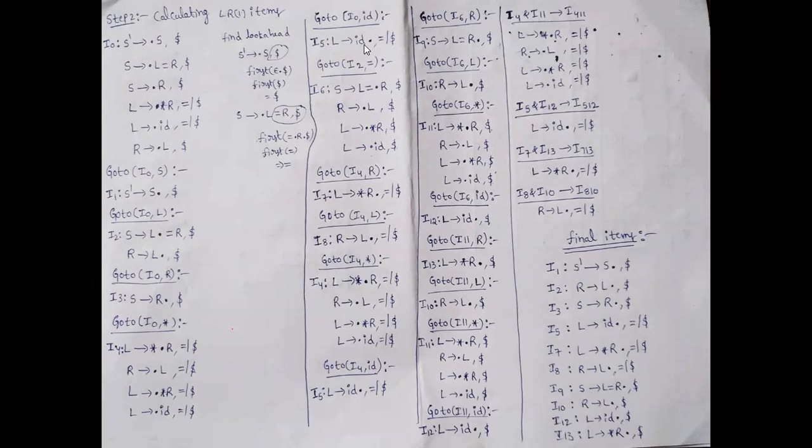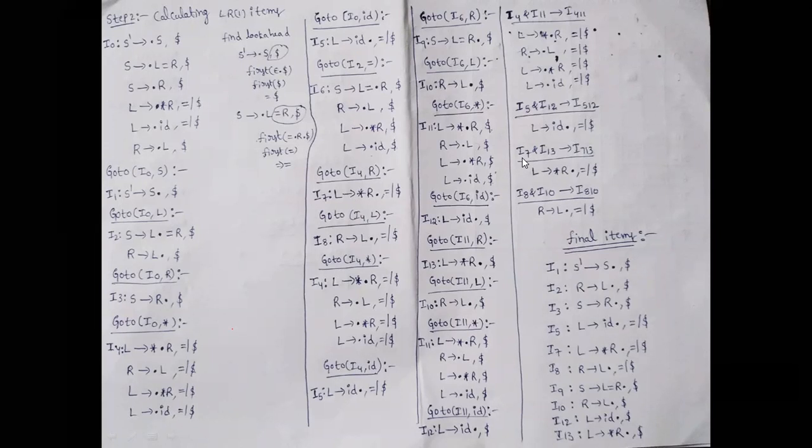So L produces ID dot. So that is equal to I12. So L produces ID dot. So we are combining these two states. So I5 and I12 become I512. Okay, so the production is like this.